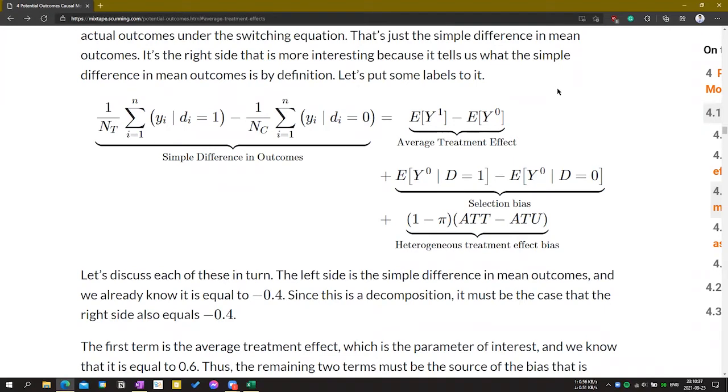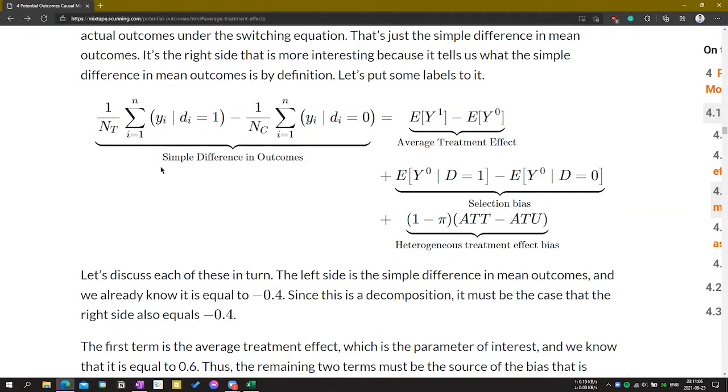Today, I want to provide a brief introduction to heterogeneous treatment effect bias. I'm going to talk about why we care about it and what it is. So consider this causal inference model. We try to understand the average treatment effect of an intervention. It can be a drug or a social intervention. And the only way we could do it is through simple difference in outcomes.